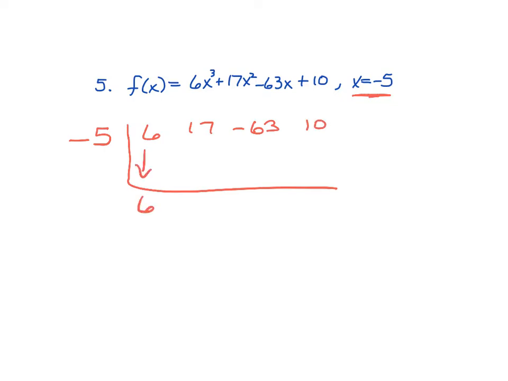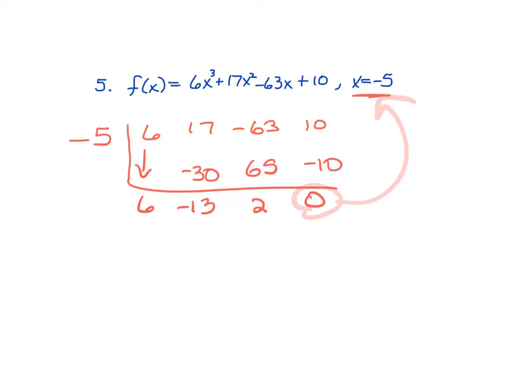Drop down the 6. Multiply. Negative 63 plus 65 is 2. Negative 5 times 2 is negative 10. Now, when they're giving you one of the zeros, if you don't get a 0 here, oops, you've done something wrong, okay? If they're already telling you that x equals something, the first time you do the synthetic division, if you don't get a 0 as a remainder, you've done something wrong.